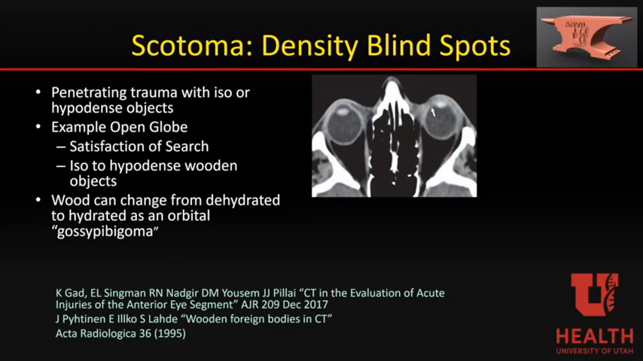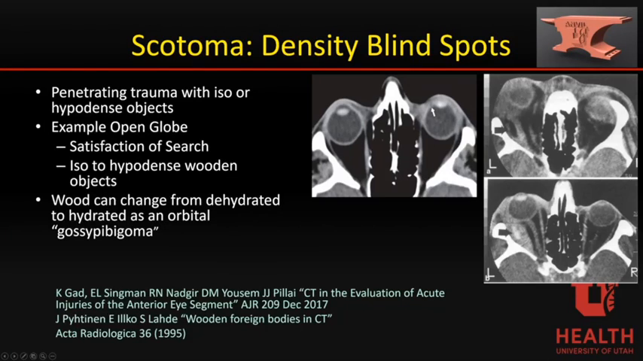So this patient had a left open globe with the anterior chamber collapsed, but you've made the finding, but then there's satisfaction of search error. And if you notice at this arrow, there's a small hypodense lesion, which is a fragment of wood. Now, over time, wood can change from dehydrated, as in this case where it's gas-filled, to hydrated and becoming hyperdense over the next 60 days.